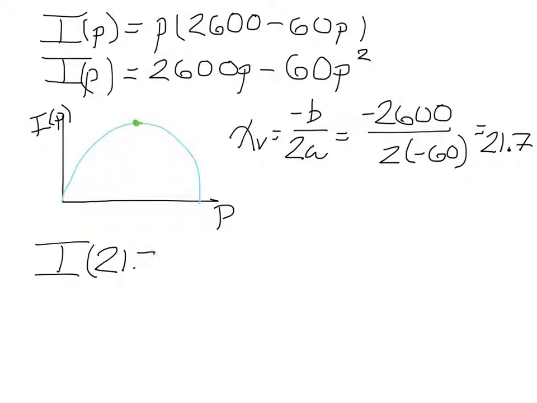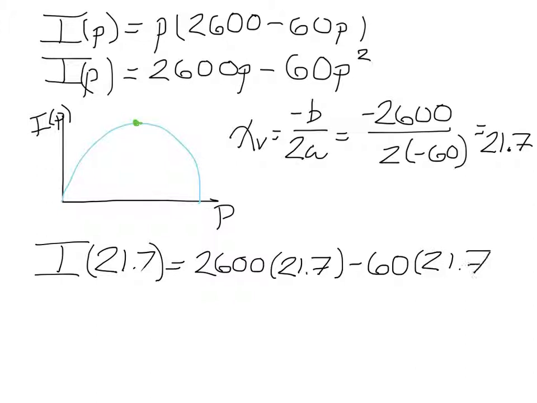It would be okay for me to find that total income by putting in 21.7 into my function. I would set that equal to 2600 times 21.7 minus 60 times 21.7 raised to the second power. That's just putting this price into my function, and if I calculated that, it would spit out the following income: about $28,166.